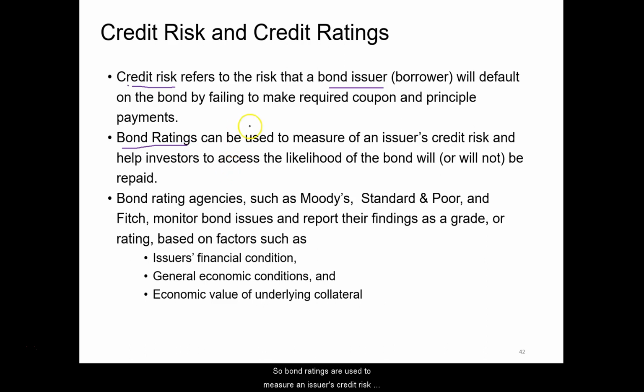Bond ratings are used to measure an issuer's credit risk and help investors understand the likelihood of the bond being repaid or the likelihood of the issuer going bankrupt. Ratings usually are issued by rating agencies such as Moody's, Standard & Poor's, and Fitch, and they monitor the bonds and report their findings based on many factors such as the issuer's financial condition.